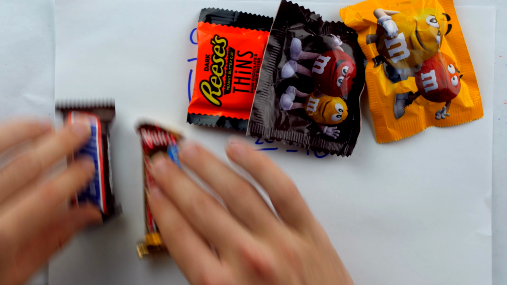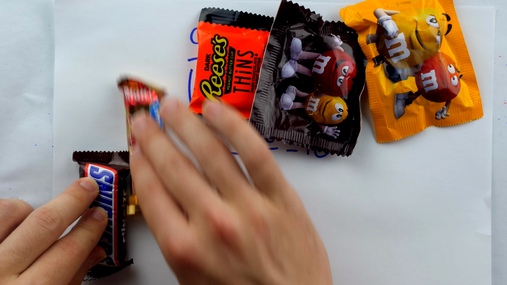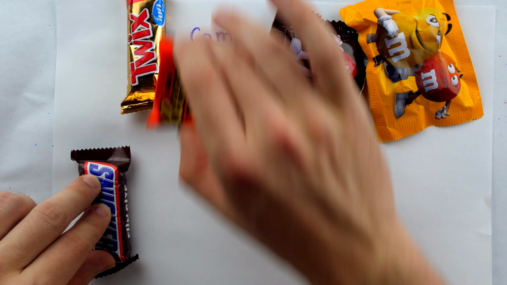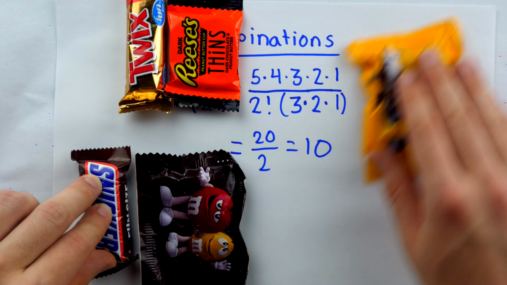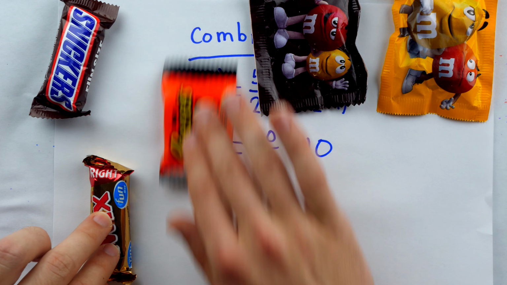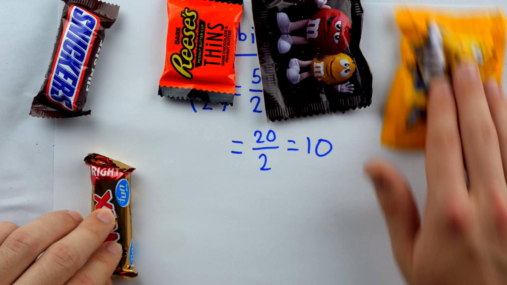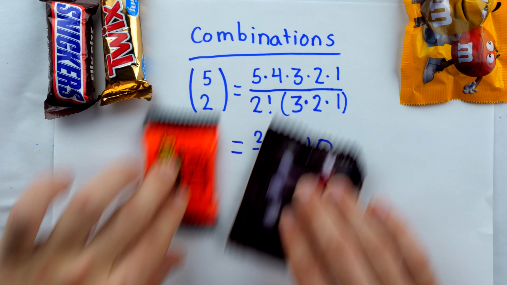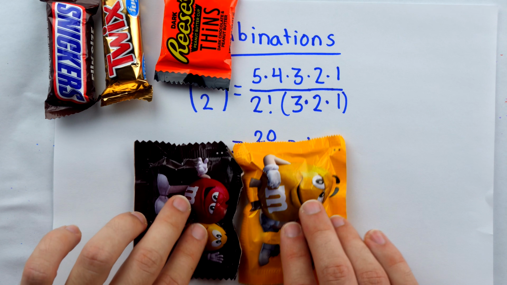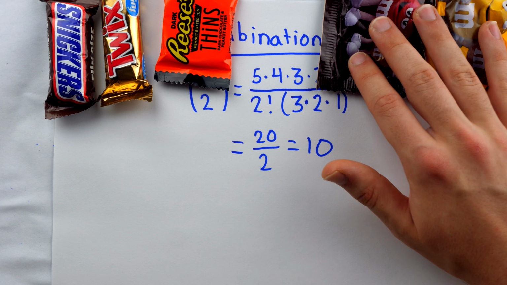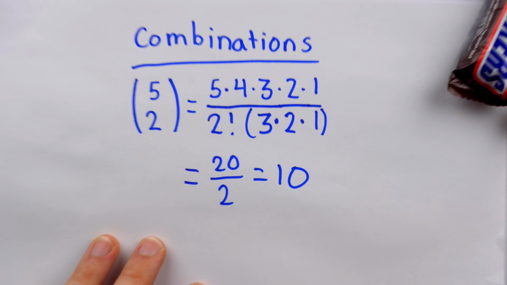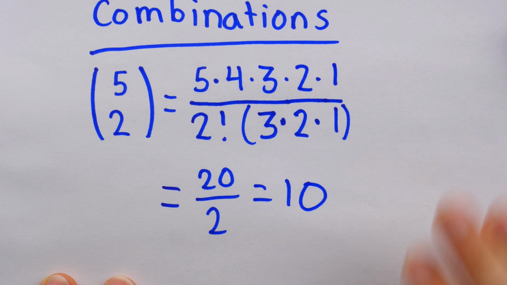We could have Snickers and Twix. That's one possibility. We could have Snickers and the peanut butter cup. That's a second possibility. Then 3, 4, 5, 6, 7, 8, 9, and finally 10 possibilities total. Our math is correct. Let's look at this formula one more time to make sure we understand the pieces, and then we'll write it out in general.